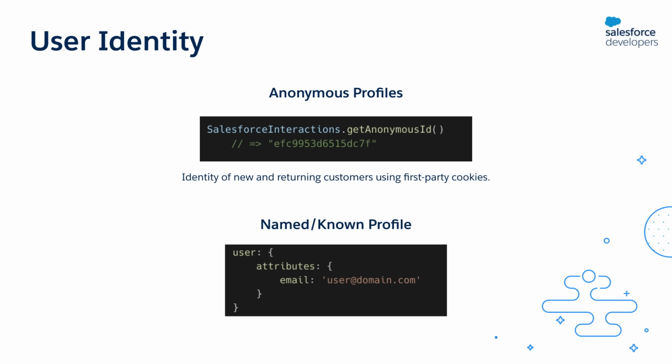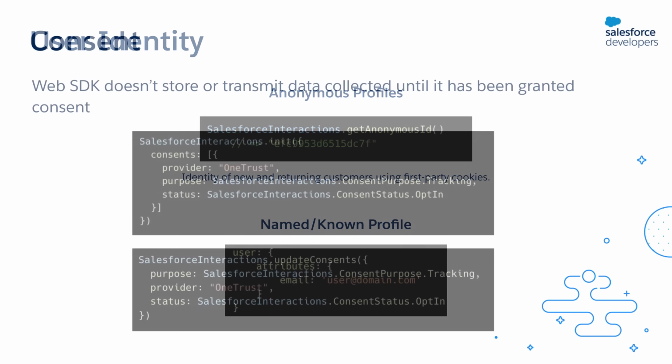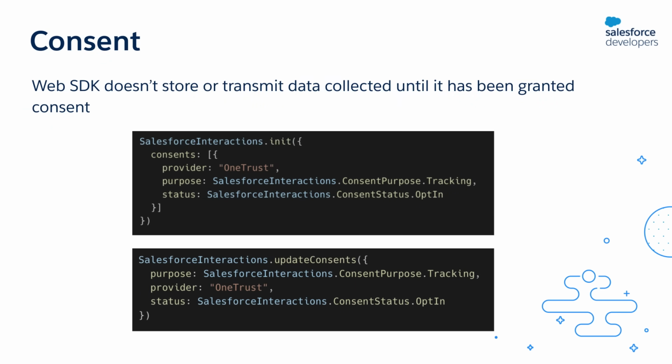Now, not every user who's using your website wants to be tracked, which brings us to the third feature of the SDK, which is consent management. The Interactions SDK is designed to send events only if a customer has consented to tracking. Whenever the customer revokes their consent, the Web SDK captures this preference and immediately stops sending these events. You can set the consent information either when initializing the SDK using the init method or by calling the updateConsents method whenever your user changes their preference.